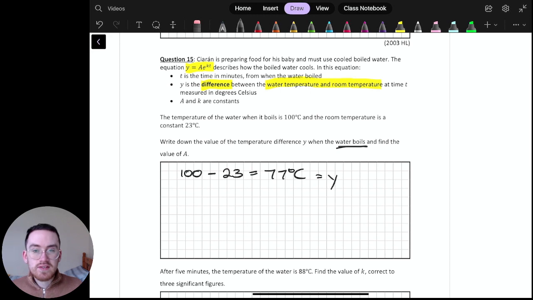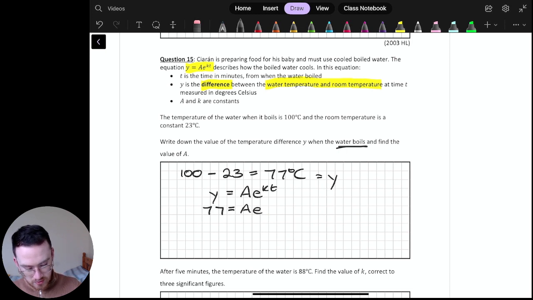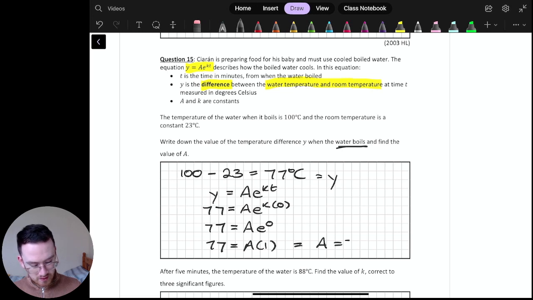And now we want to find the value of a, so we can use the formula y equals a e to the power of kt. And what we know is that 77 degrees happens when time is 0, when the water is just boiled. So t was the time from when the water is boiled, but at the time that it's just boiled, when time is 0, the temperature is going to be 77. So 77 is a e to the power of 0. We should know that anything to the power of 0 is just 1. So I get that a then is 77 degrees Celsius.